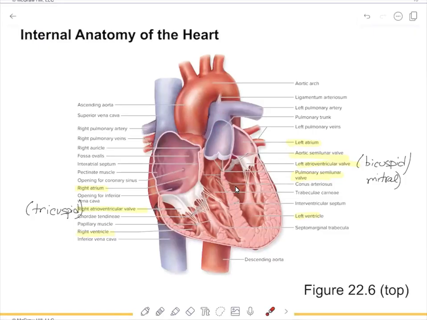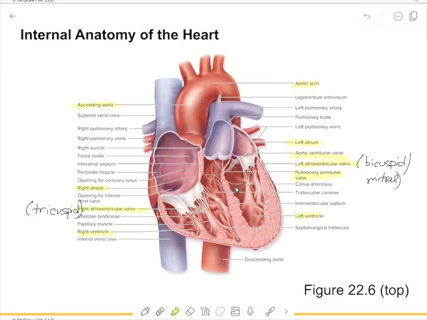So we can see a lot of the other structures that are shown here, like the rest of the aorta. The first part of the aorta is called the ascending aorta, and then the aortic arch. We don't see the descending aorta because it is behind the heart. You can see a little bit of it maybe right here.